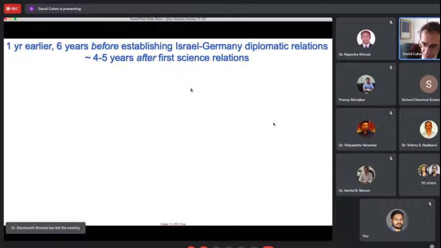In the mid-50s, 3 scientists, 2 Israelis and 1 German, made contact. It started with 2 Israeli high-energy physicists, Gentner and de Shalit, joined by another Israeli, and they found common language in science. And those scientific relations were the basis for what later became the diplomatic relations.